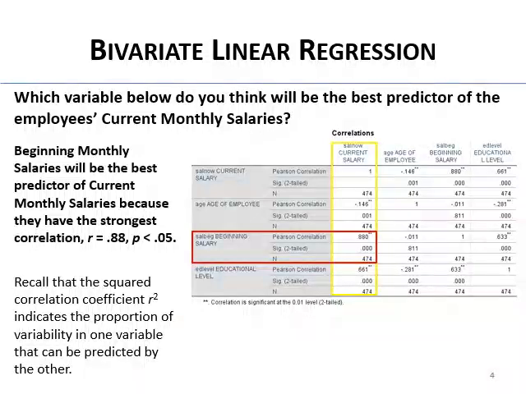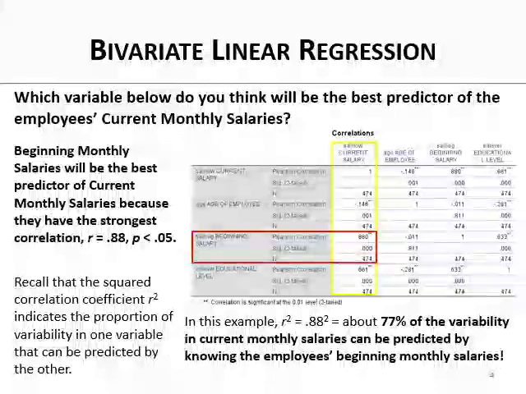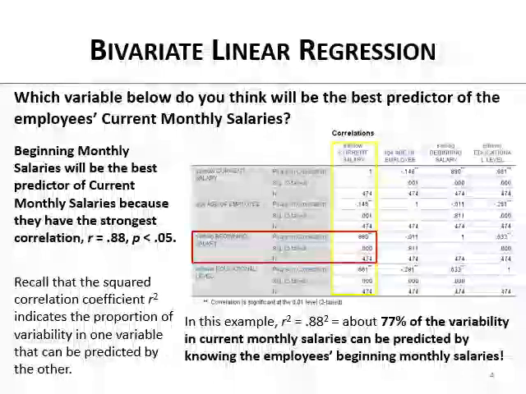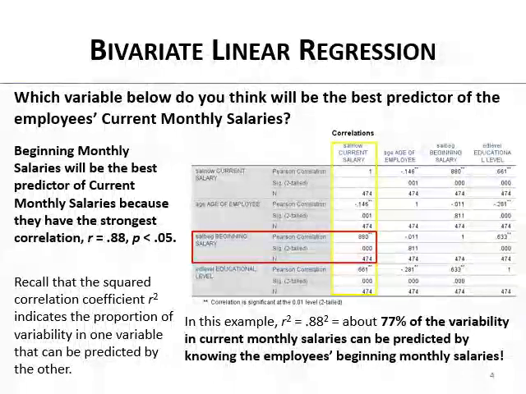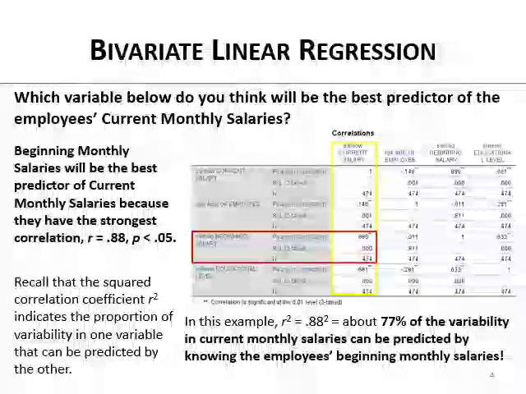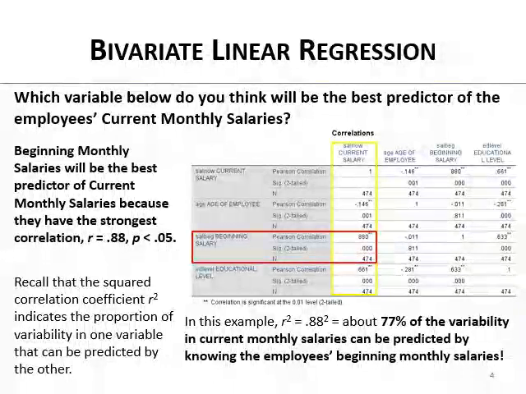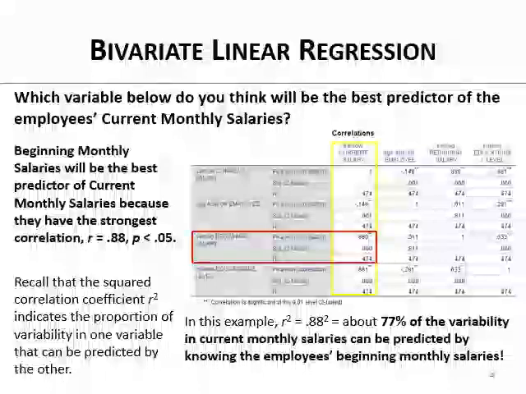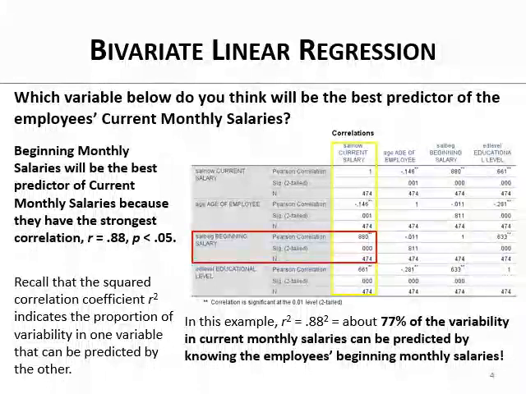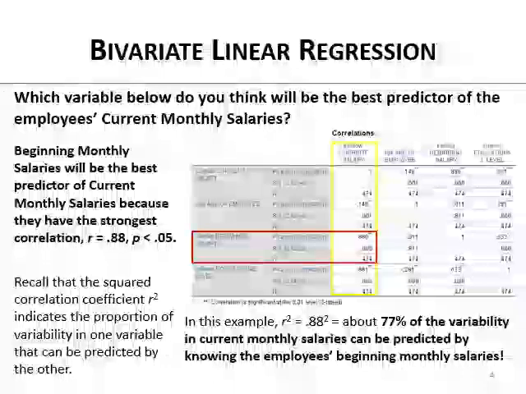Recall that the squared correlation coefficient tells you the proportion of variability in one variable that can be predicted by the other. In this example, 0.88 squared is about 0.77, times 100 is 77% of the variability. So knowing someone's beginning salary, you can predict 77% of the variability in their current salary just by knowing where they started.